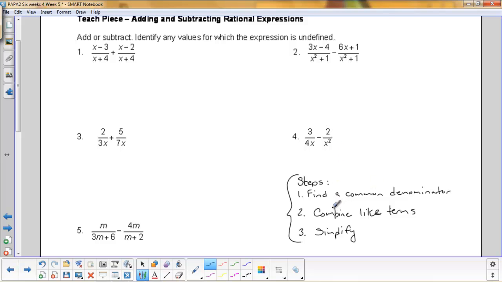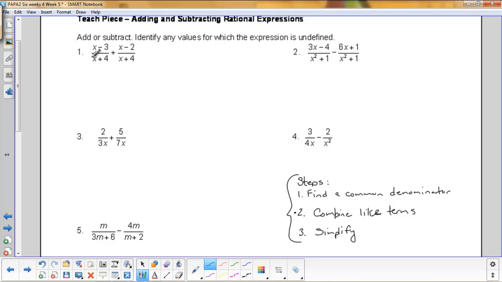You'll notice that's why the second step here is combine like terms rather than cancel. We're going to combine like terms before we simplify. Please keep that in mind. It's a very important step, and it's easy to get caught in a backwards motion by canceling what you just used from your common denominator.